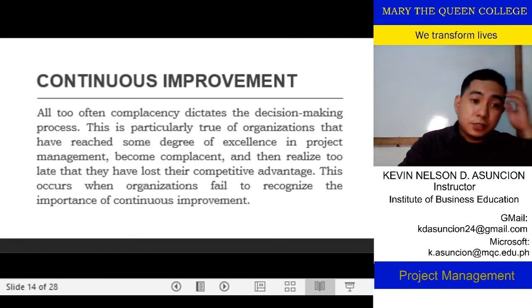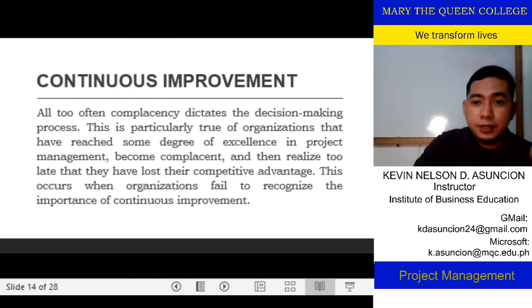Okay, next is continuous improvement. So what's continuous improvement?